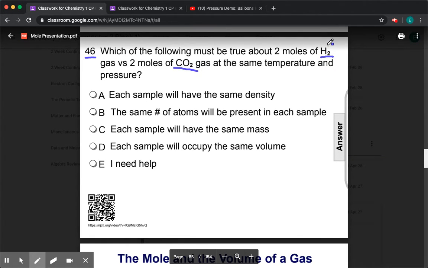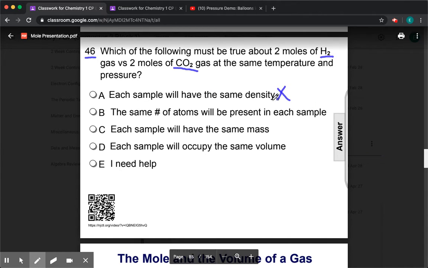We have 2 moles of each gas. So we have the exact same number of particles of each molecule. Okay? And it's asking what must be true if they are at the same temperature and at the same pressure. A. Each sample will have the same density. This is not true. This is wrong.